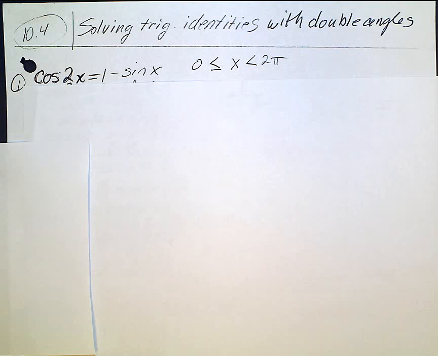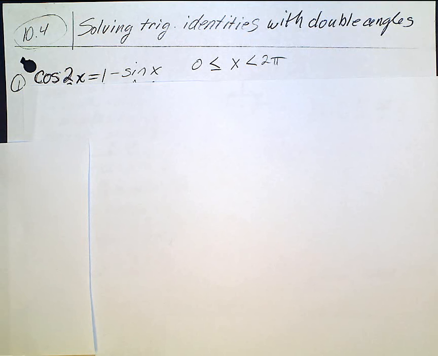Section 10.4 today is solving trig identities, but this time it's just like all of our trig identities that we've been solving, but we're going to be using double angles. So you can see that in this first problem right here, cosine 2x equals 1 minus sine x. I'm asking you to solve it between 0 and 2 pi in radians.